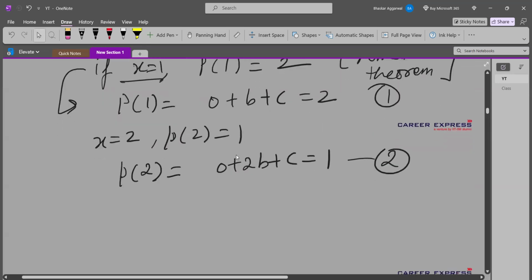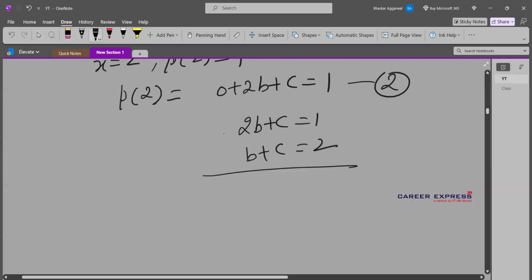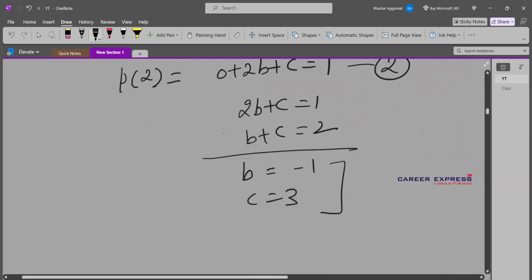So now we have to solve only equations 1 and 2. So 2b plus c is 1, b plus c is 2. We can solve them by taking the difference. So b is minus 1. And if b is minus 1, c is 3. So that is what we get. So in place of b and c, I can replace minus 1 and 3.